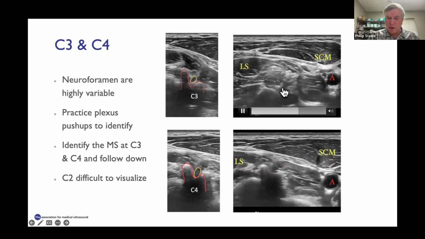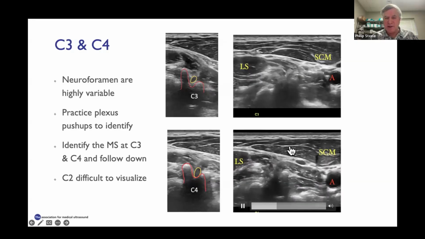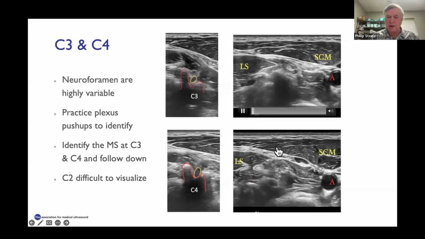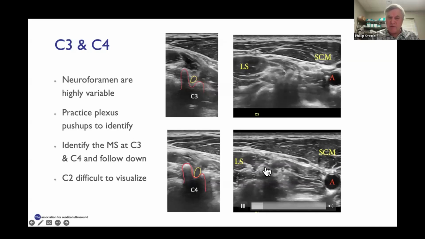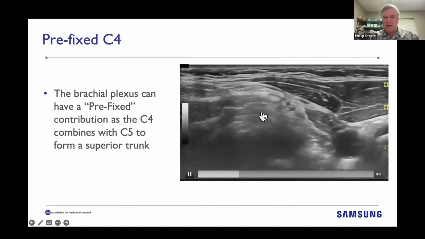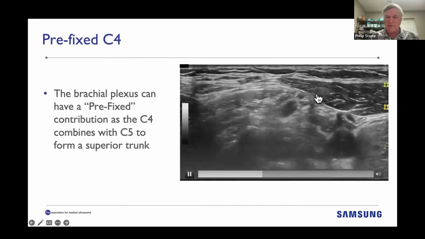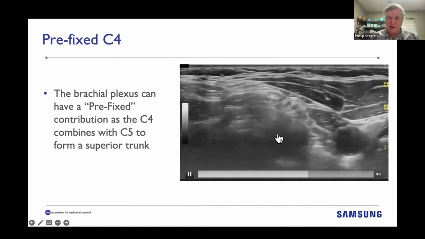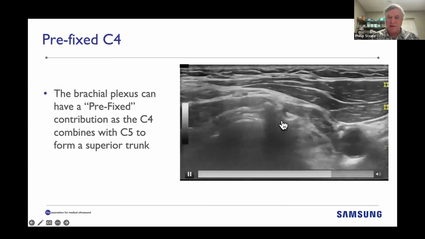So this is the challenge in this area: you need to learn to look at these because there's this thing called a prefixed C4. Prefixed C4 is an important finding because it changes the radicular pain pattern from a C5 injury. And so this is C4.